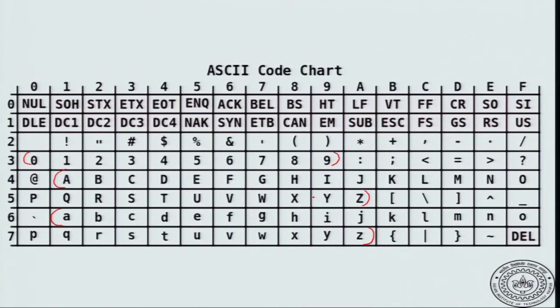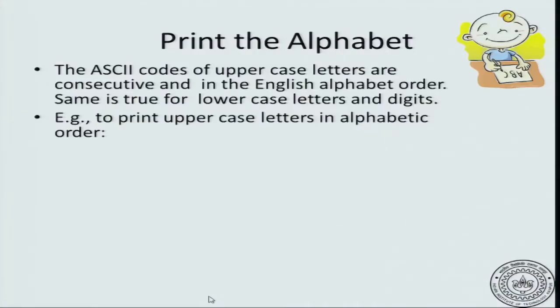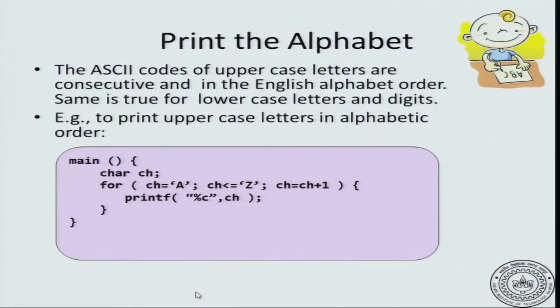Let's see how we can write some interesting code using these properties and not by remembering the exact ASCII code of certain letters. So, let's write a simple program to print the alphabet. The ASCII codes of the uppercase letters are consecutive and the ASCII codes of the lowercase letters are consecutive. This is the property that we will exploit in order to print the alphabet. For example, let us say that we are going to print the letters of the alphabet in capital letters. For that we can use the following program using a for loop.